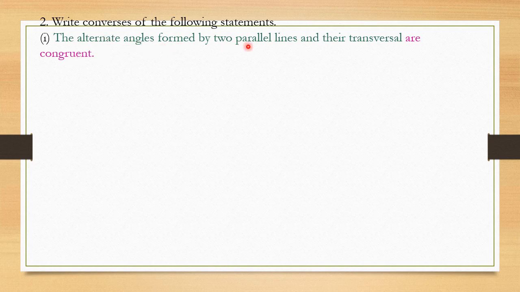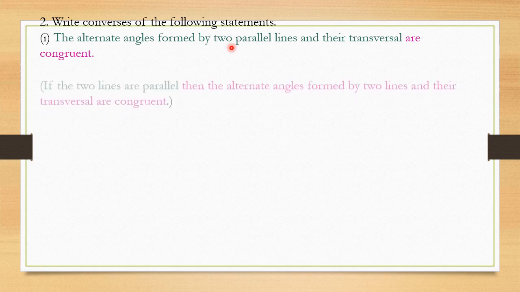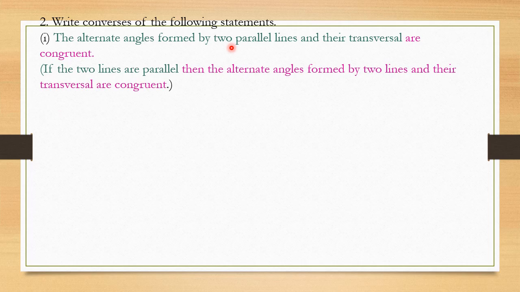Only and only when there are two parallel lines and there is a transversal, then the alternate angles which are formed are congruent to each other. So how will the statement be? If two lines are parallel, then the alternate angles formed by the two lines and their transversal are congruent.